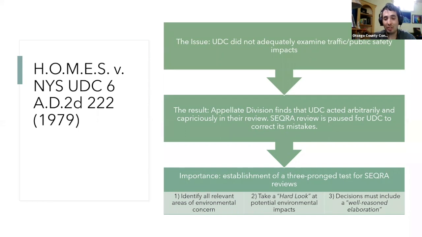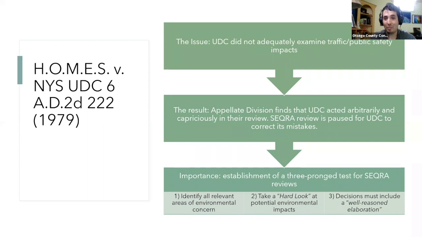And so the result is the Appellate Division of the New York State courts found that the Urban Development Corporation acted arbitrarily and capriciously in their review. So this term means that the Urban Development Corporation knowingly omitted the fact that there were serious traffic and public safety concerns from their decision-making process, and that the record thoroughly shows that they knew that they did that. And so that was a serious issue.